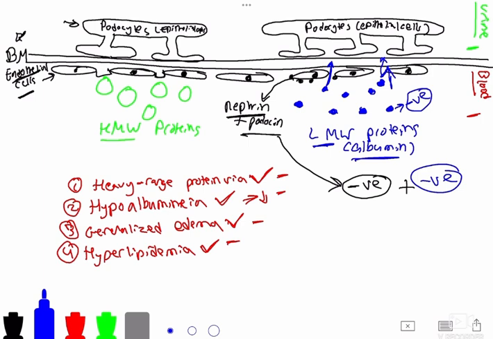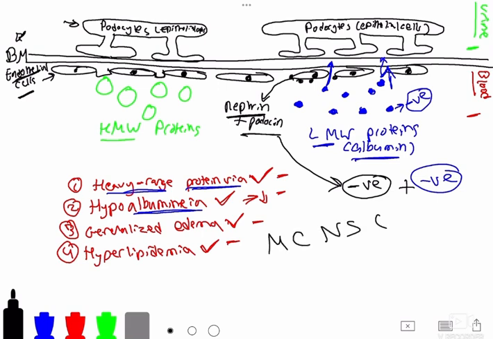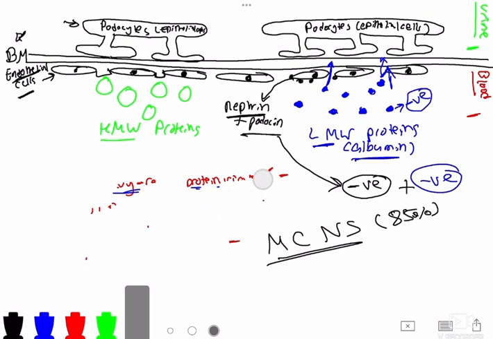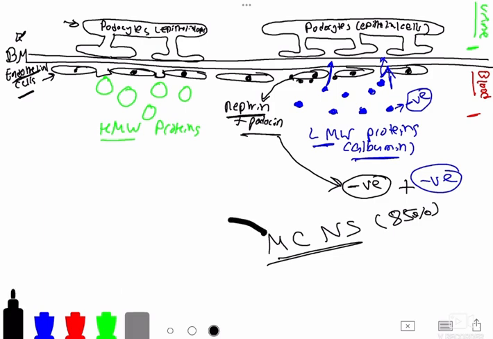So how do the hypoalbuminemia and the heavy range proteinuria occur? Well, it's simple, really. We have a disease called minimal change nephrotic syndrome, which is going to be in about 85% of the cases you see of nephrotic syndrome. Minimal change nephrotic syndrome, what it does basically, it's essentially an autoimmune disease.